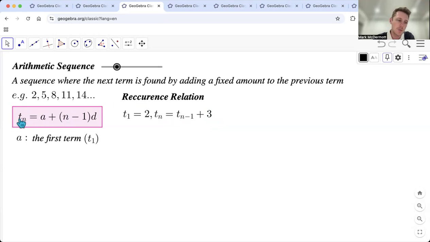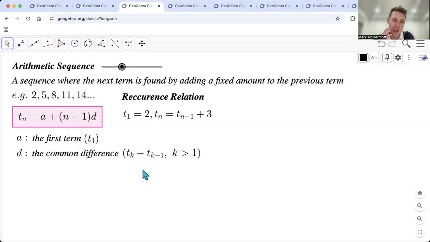Okay, then what's in this box here is what's called the nth rule. Or how do we do this without having to use the recurrence relation? Because you might agree this could be cumbersome, especially if you've got very large n. So what we say is this is the rule. To find the nth term, you take A, which is known as the first term, or T1, and then you add n minus 1 groups of D, where D is the common difference.